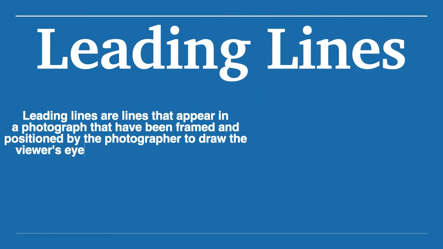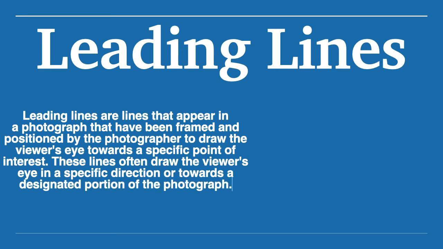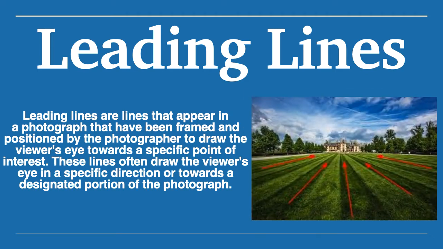Next, we have leading lines. Leading lines are lines that appear in a photograph that have been framed and positioned by the photographer to draw the viewer's eye towards a specific point of interest. These lines often draw the viewer's eye in a specific direction or designated portion. So, you can see the lines here are directing your eye to the building.